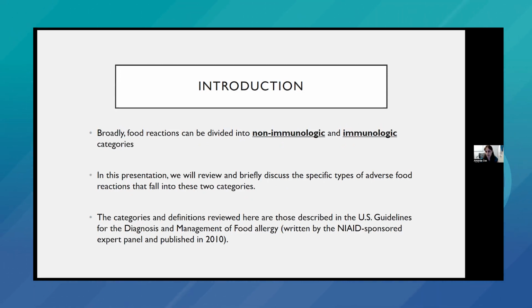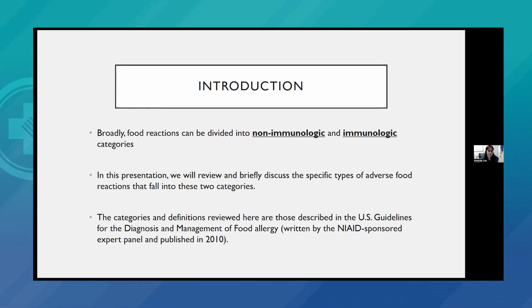So very broadly, food reactions can be divided into two big categories, non-immunologic and immunologic. And basically this means that the immune system is involved in some types of food reactions and not involved in other types of food reactions. So in this presentation, I'm going to review and briefly discuss many of these different types of adverse food reactions that fall into these two categories.